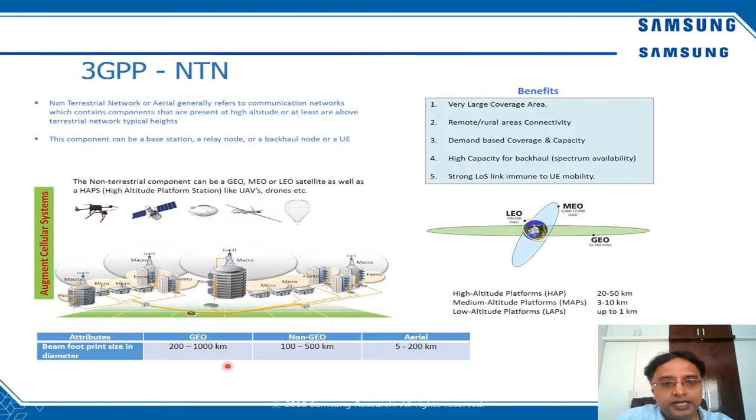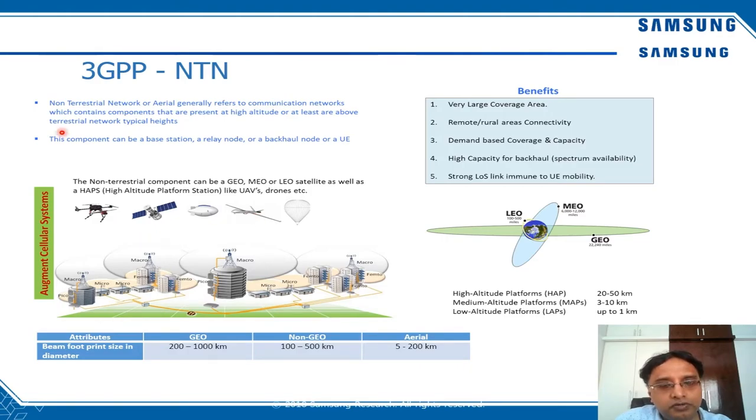Before we go ahead and discuss more on the low altitude platform, I just wanted to bring some context on how the 3GPP is treating the aerial network or the non-terrestrial network. So first of all, in 3GPP, they are looking at all different altitudes where an aerial platform can be deployed, right from satellite, high altitude, to low altitude platforms, right?